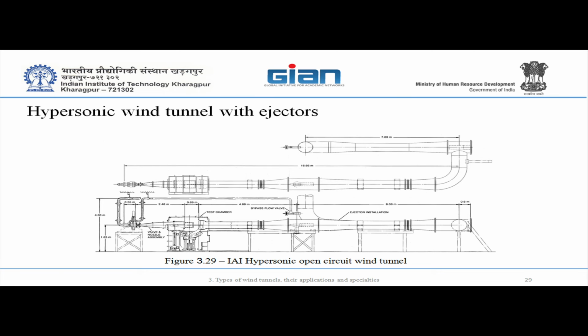What is that long part? Which one? Second is 7.83 meters. The top one? Yes, this is the outlet. But before that, there is a long constant cross-section part. This is the ejector. This is the structure of the ejector.